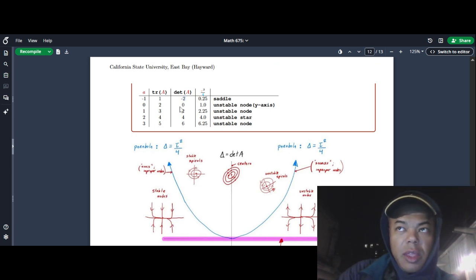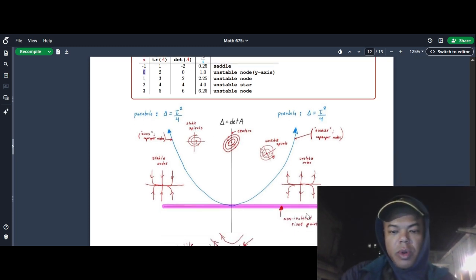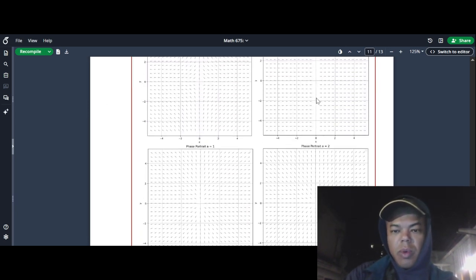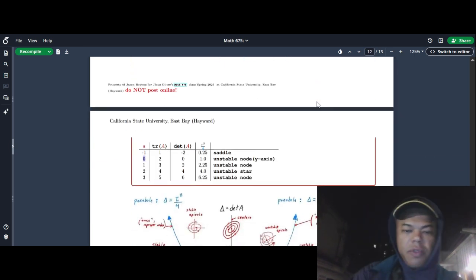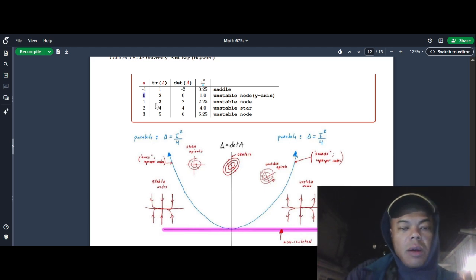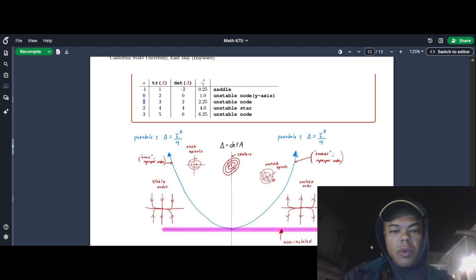For a equal to 0, we get points, so the determinant is 0. 2 times 0 is 0. We get non-isolated fixed points along this axis, which corresponds to our entire y-axis being fixed points. So non-isolated fixed points. For a equals 1, we get an unstable node.